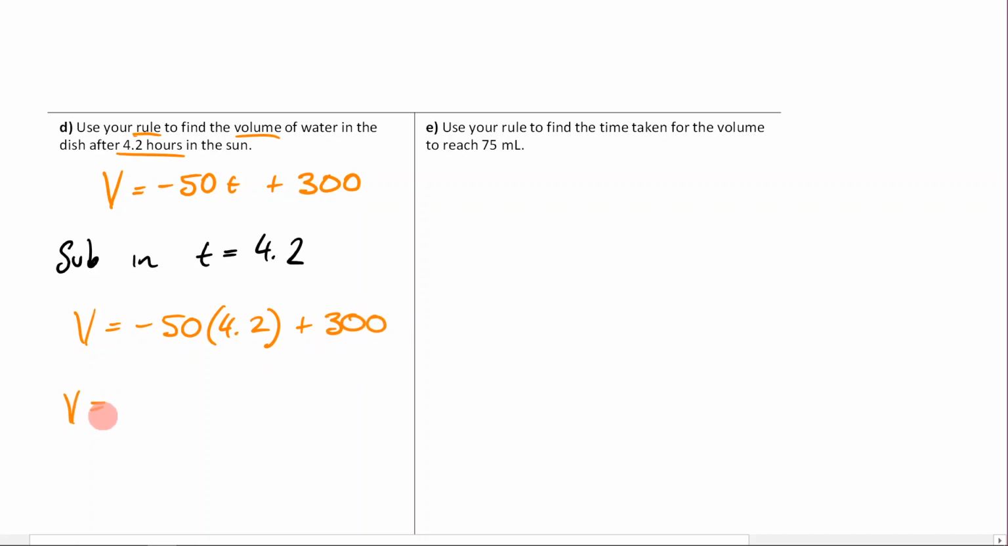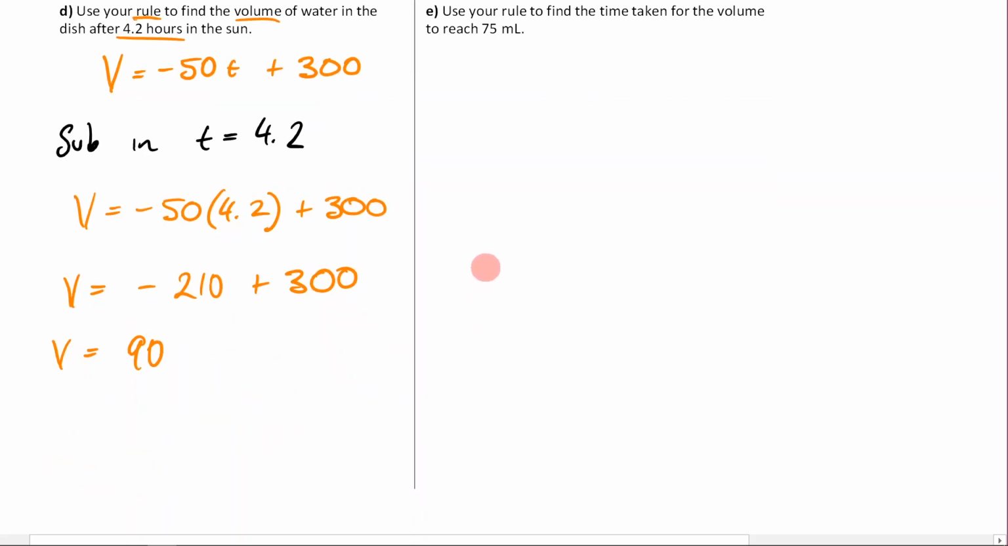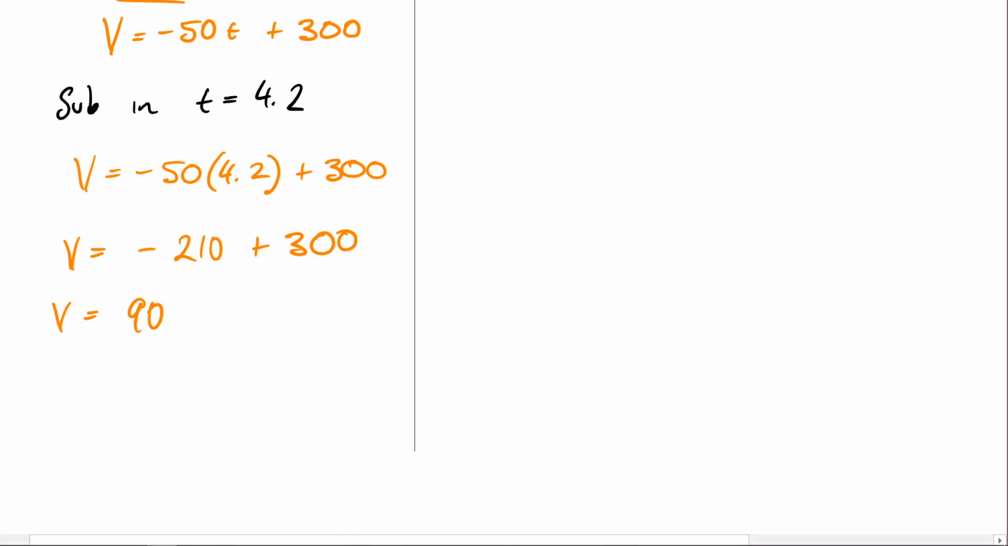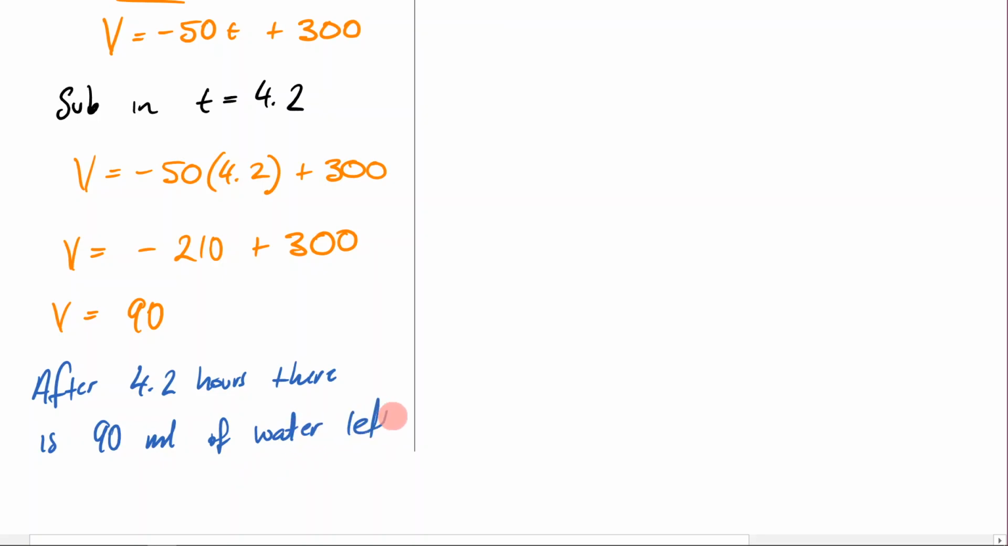You can just get your calculator out here and type it in. Negative 50 times 4.2 is going to be negative 210, plus 300. So that means my volume here is going to be 90. Again, it's really important that we can write this in actual words. So what is this actually telling me? It's telling me that after 4.2 hours, there is 90 ml of water left. It's telling me the volume of water after the time has passed. So how much is left after that?